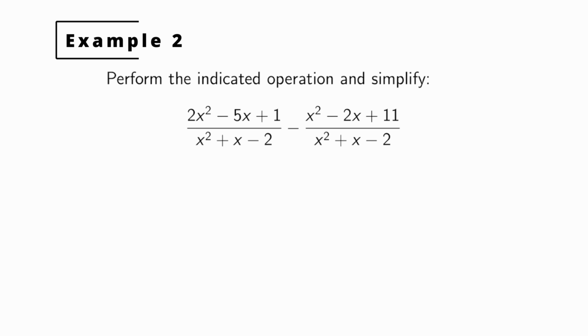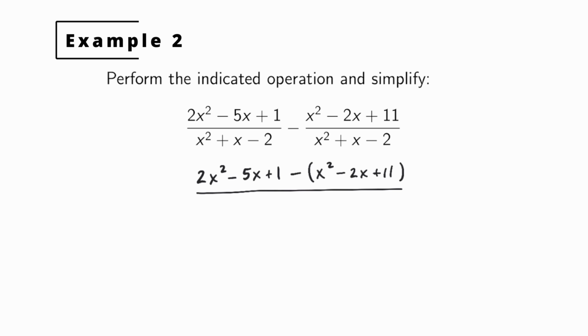Now this is almost the same as addition. We're going to subtract these two polynomials and place them over the same denominator, but there's one thing we have to pay attention to. For the first one, it'll be 2x squared minus 5x plus 1. And when we subtract, make sure you subtract the entire polynomial. What that means is put parentheses around it because we want to distribute that negative sign. And then again, this is all over the same denominator.